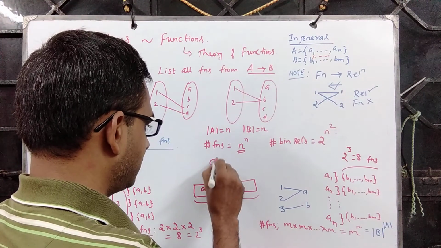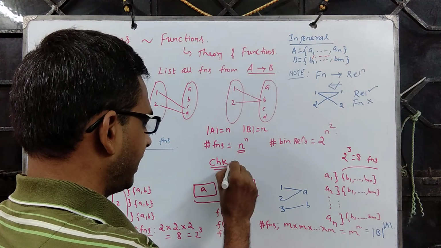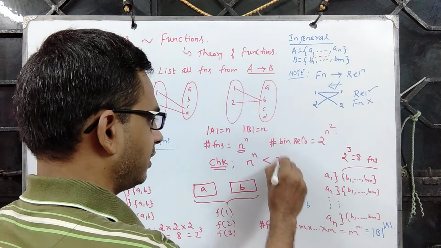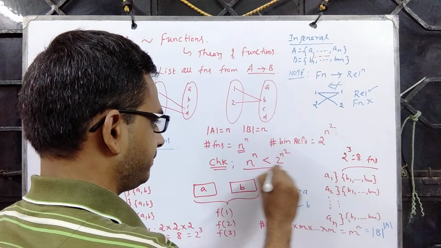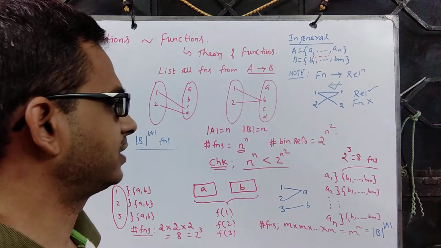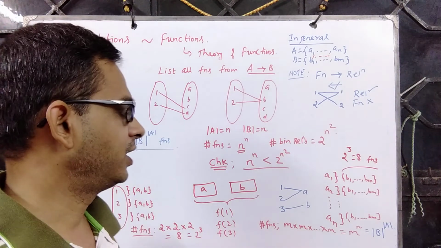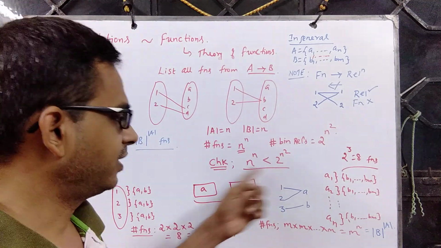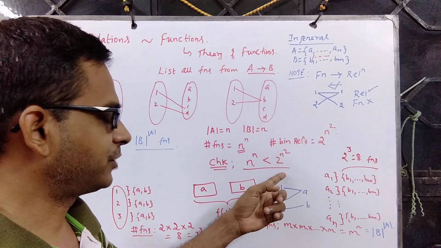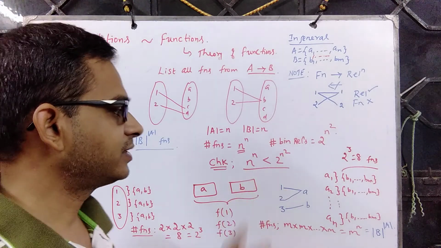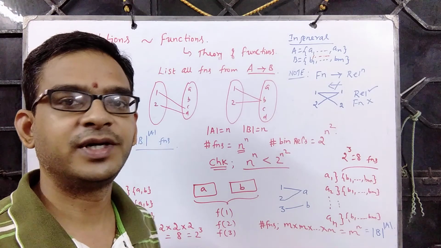Which means you please check that n power n is less than 2 power n square. So number of functions is only a subset of number of binary relations. Therefore, this number must be respecting this inequality. You check that n power n is strictly less than 2 power n square.